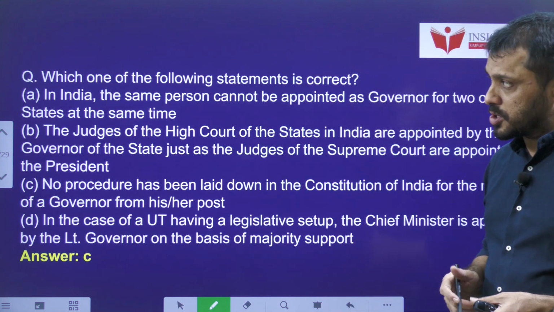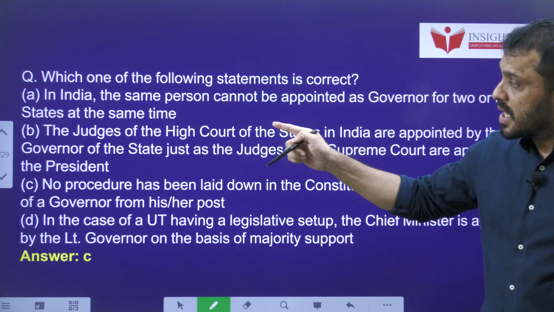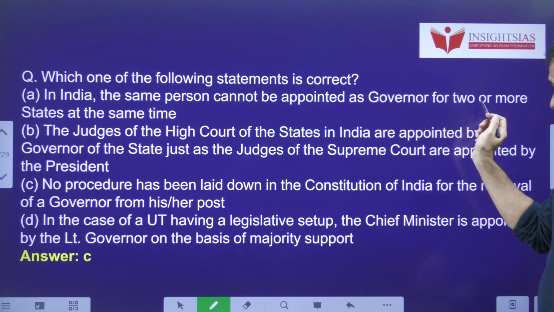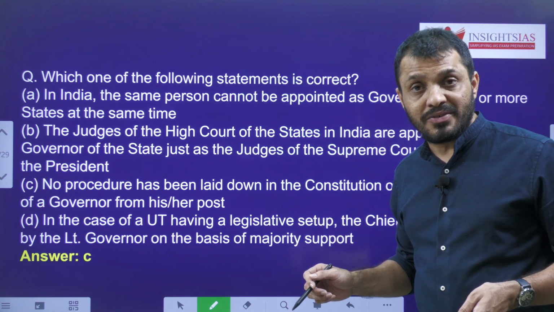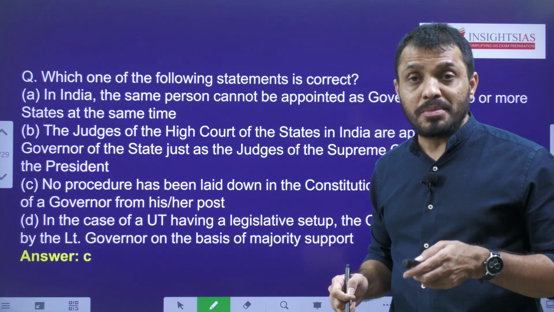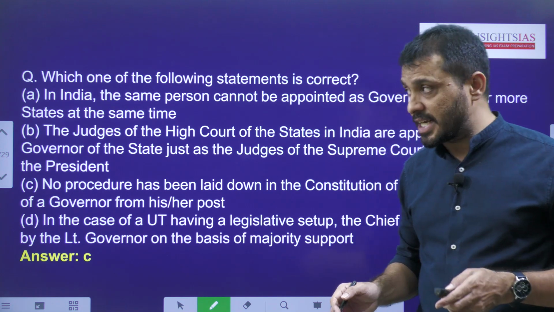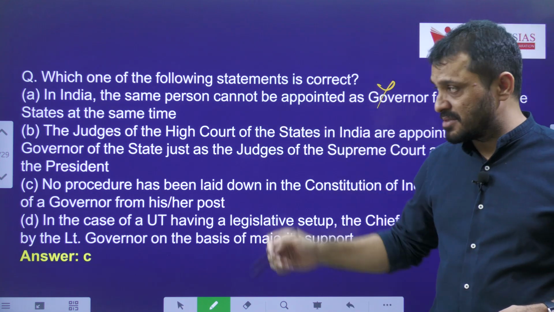Now we will see one more question on this particular topic. Which one of the following statements is right? In India, the same person cannot be appointed as governor for 2 or more states. Nothing like that. There can be a common governor for 2 or more states. Even Andhra Pradesh and Telangana had a common governor between 2014 and 2019. This statement is wrong. Okay, they are asking for the right statement.